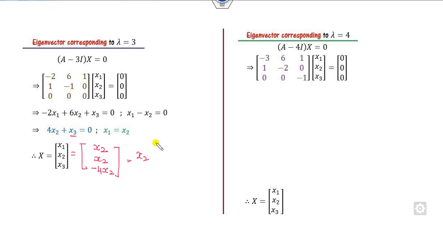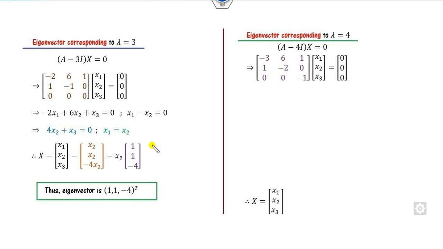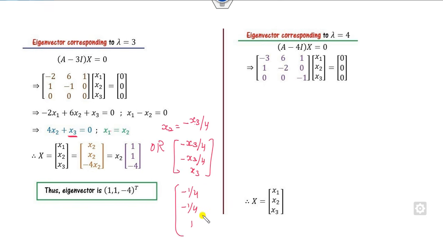So what is the eigenvector corresponding to lambda equal to 3? 1, 1, minus 4. Or you can find the value of x2 from here: x2 is minus x3 by 4. Then x1 is x2, x2 is this, and x3 is this. Then the eigenvector will be minus 1 by 4, minus 1 by 4 and 1. So either you can write this or this.